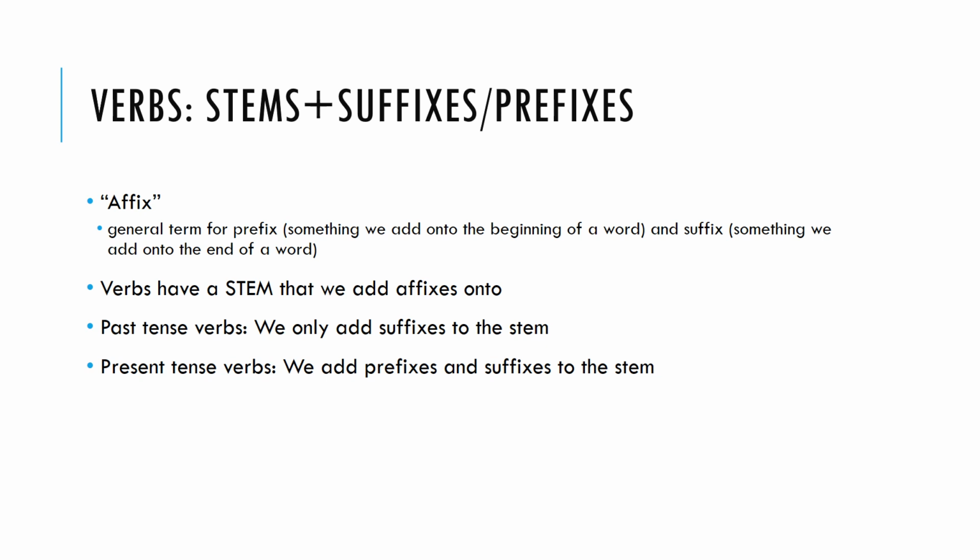So all verbs have a stem that we add affixes onto. In the past tense verbs, we only add suffixes to the stem. So if you study really traditional ways of learning Arabic, they call that the suffix tense, which is just we stick a suffix on it. Present tense verbs, we add mostly prefixes and a few suffixes as well.